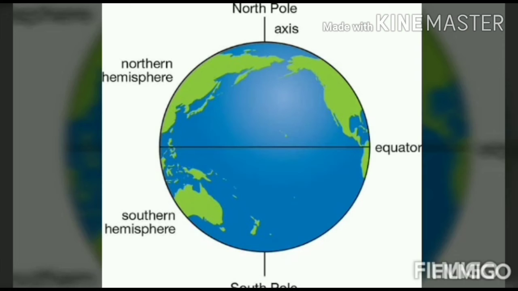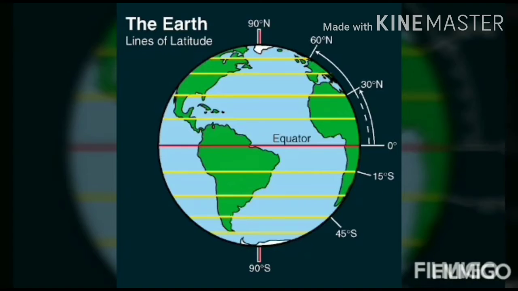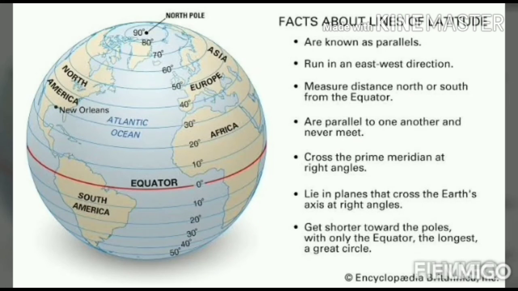So together they are known as parallels of latitude. Now let's come to the properties of latitudes. The length of these parallel lines keeps on decreasing as we move away from the equator towards the poles. All lines parallel to the equator form a complete circle except the North Pole and the South Pole, which are points. These lines are numbered.